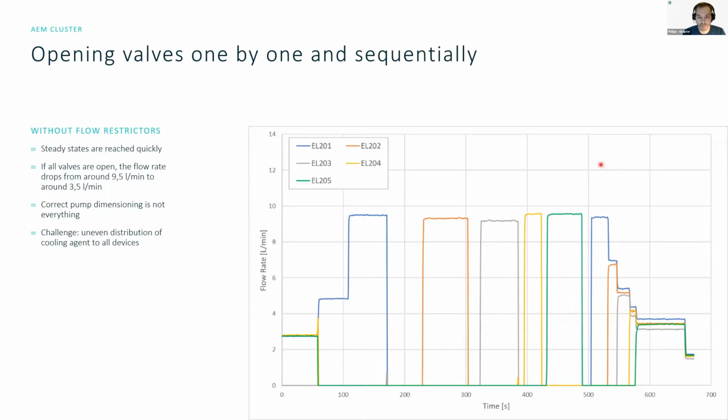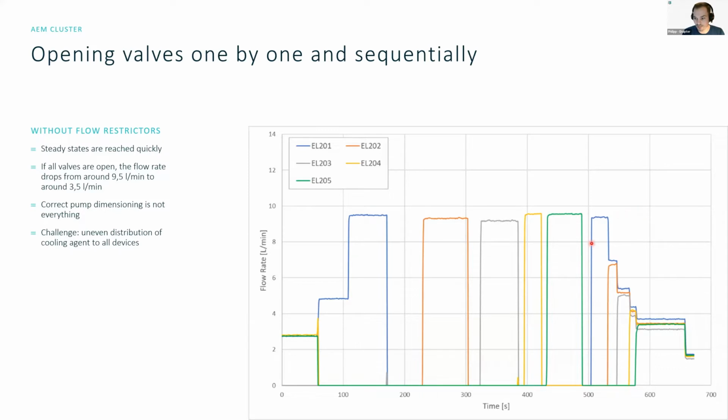Next, let's talk about flow restrictors, because this is the solution to our next problem. When we don't use any flow restrictors and we're just opening the valves inside the electrolyzers sequentially after each other, we can see that the flow rate is quite stable at 9.5 liters per minute. Please be careful. In this case, the electrolyzers are opening after each other.